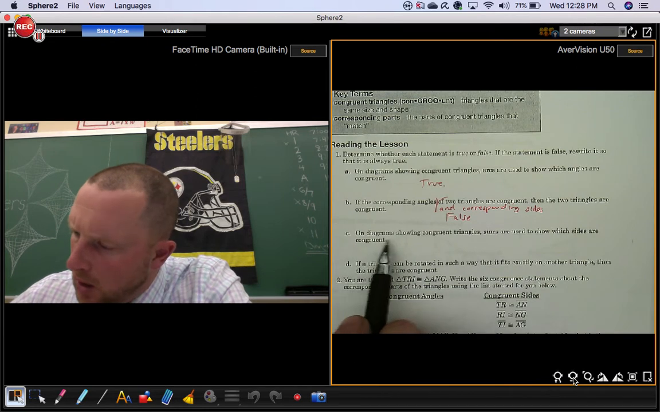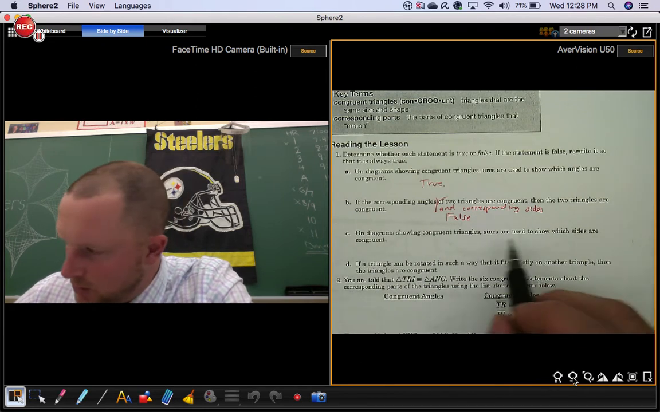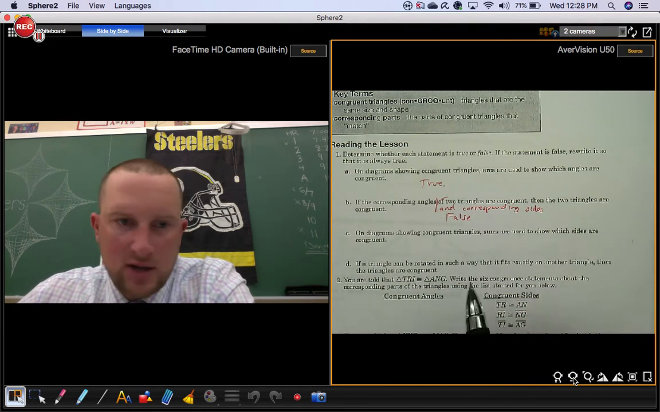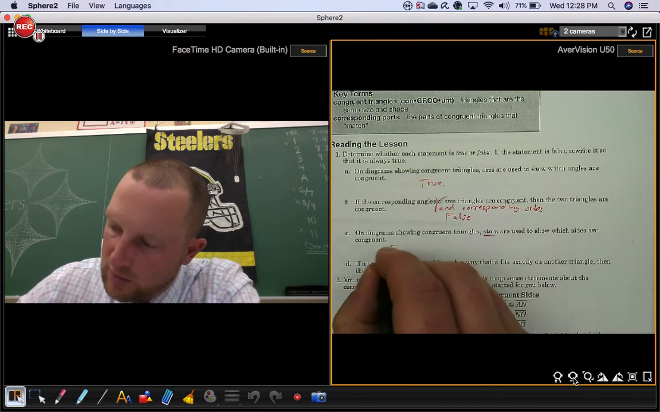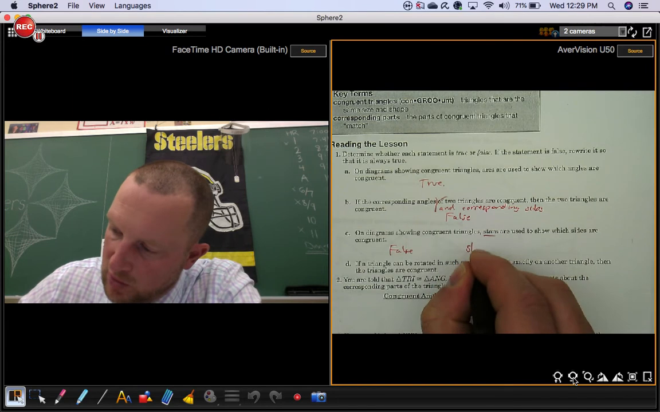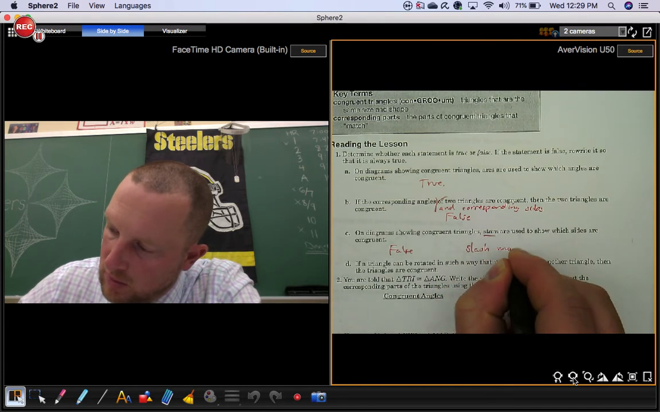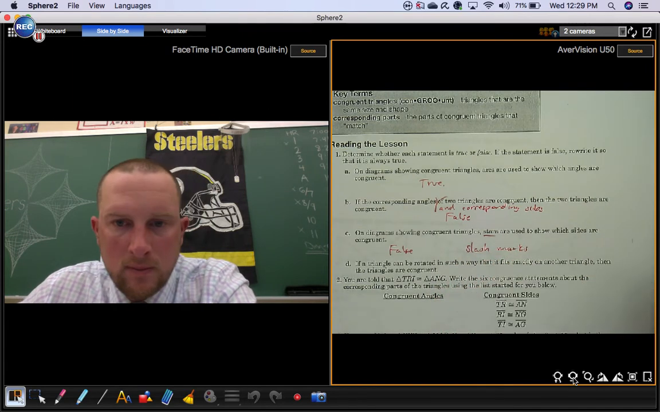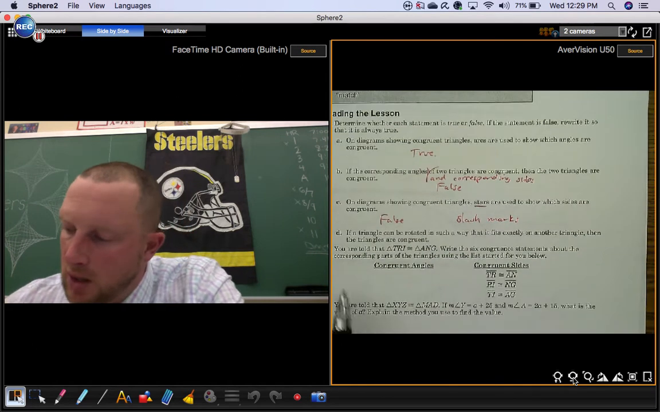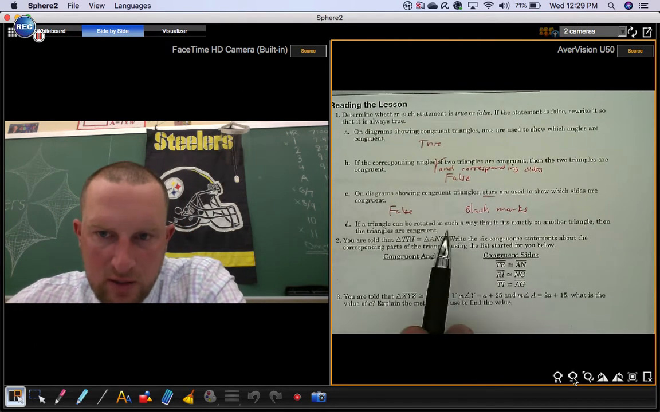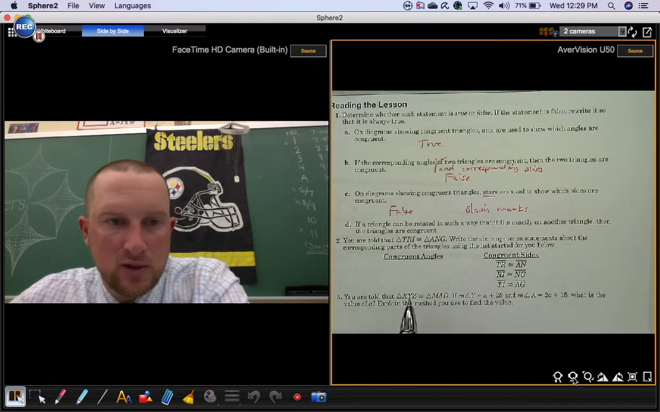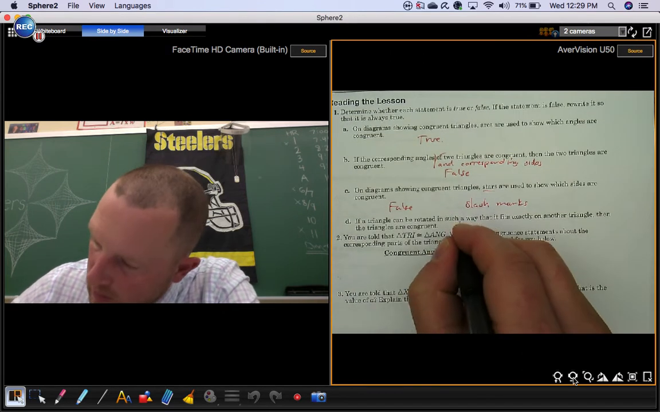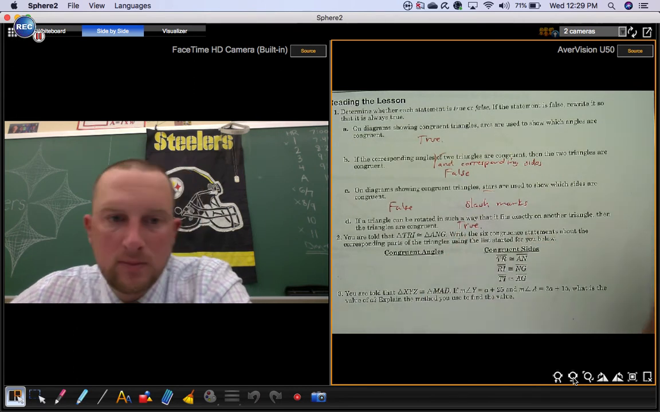Part C. On diagrams showing congruent triangles, stars are used to show which sides are congruent. It's not stars. That's false. Use slash marks. Part D. If a triangle is rotated in such a way that it fits exactly on another triangle, then the triangles are congruent. That's true.